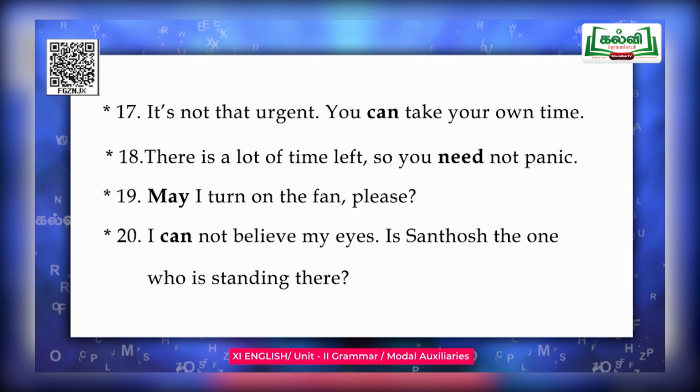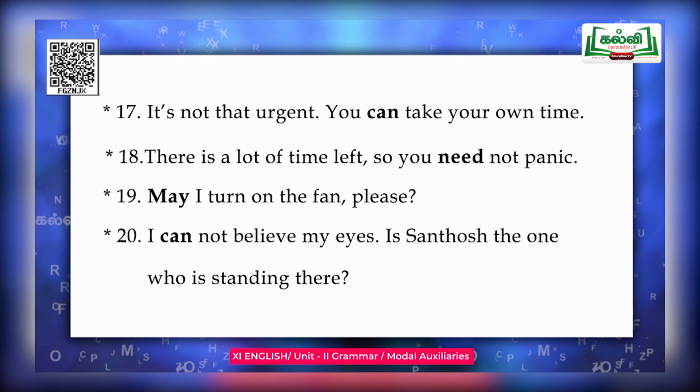Then the 17th example, it is not that urgent, you can take your own time. It is like offering somebody to do something at his own pace. Then the 18th example, there is a lot of time left, so you need not panic. There is no need for the person to panic because he has more than ample time to do the work. So necessity is not mentioned, that's why need not is there.